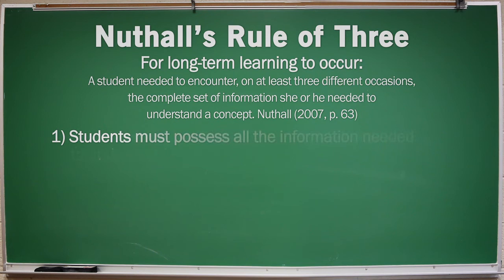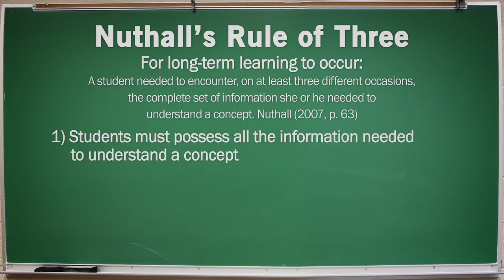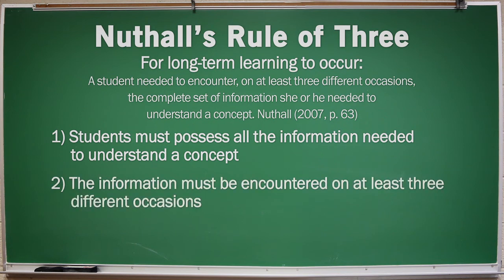Number 1, students must possess all the information needed to understand a concept. If the information is incomplete, either through omission by the teacher or lack of attention by students, then students won't learn. Number 2, the information must be encountered on at least 3 different occasions.